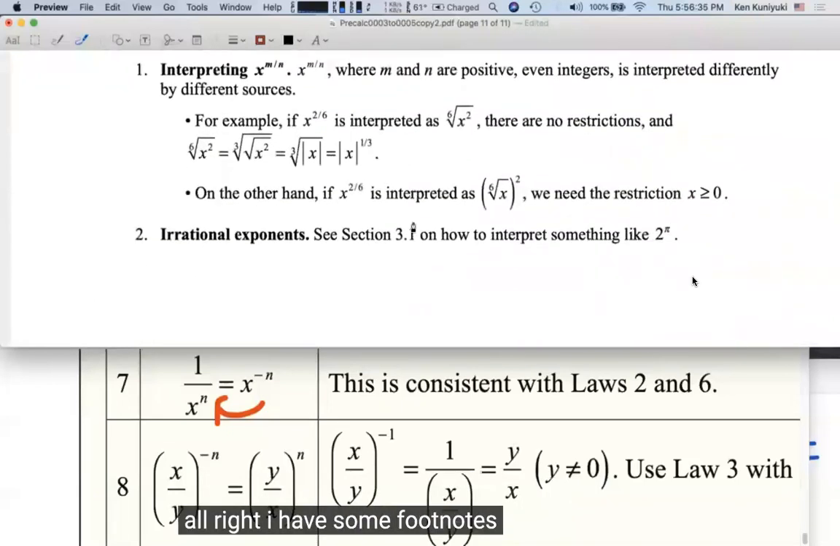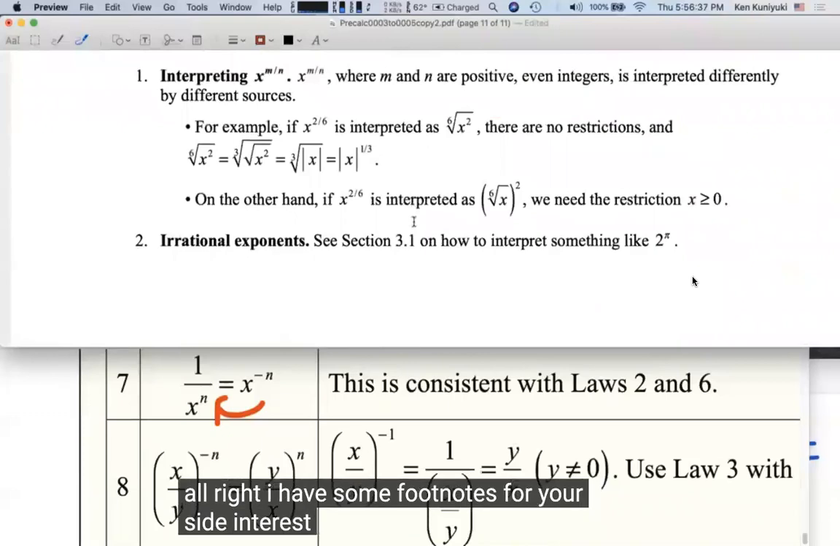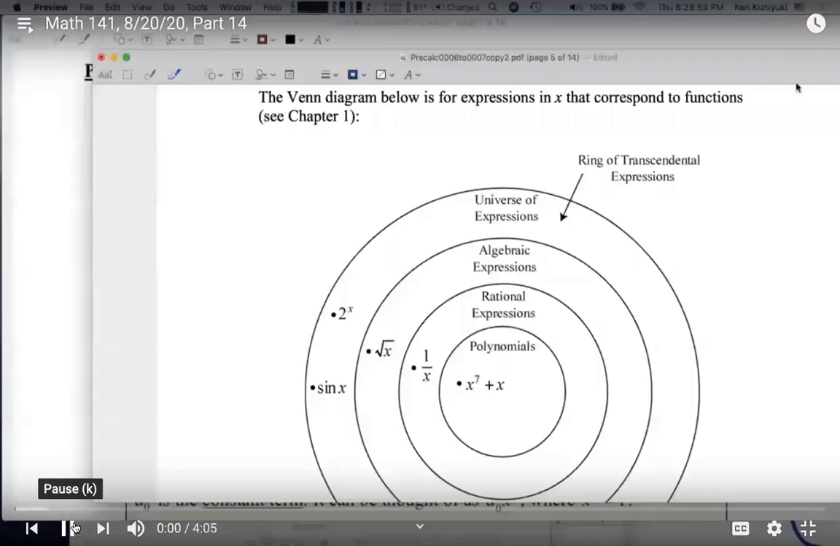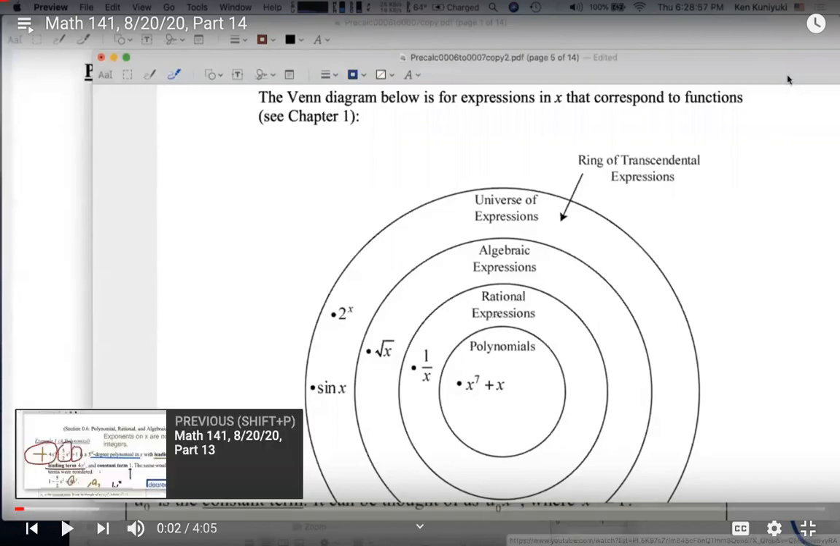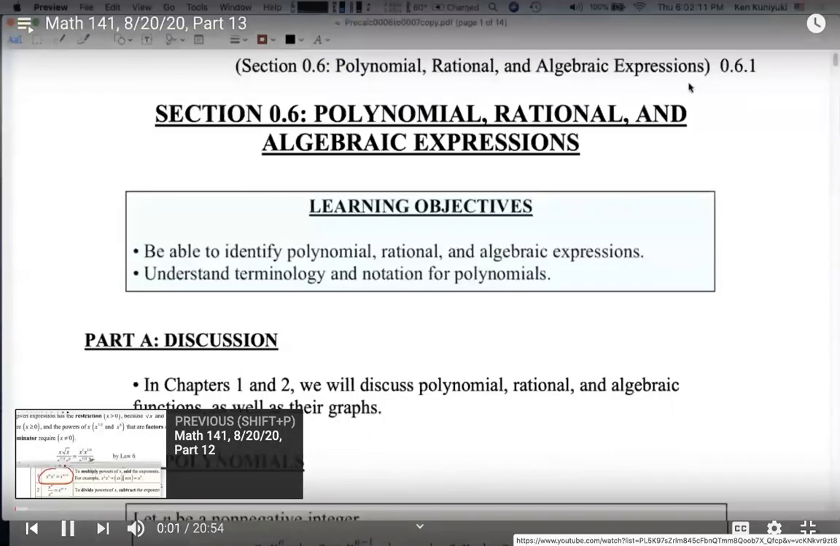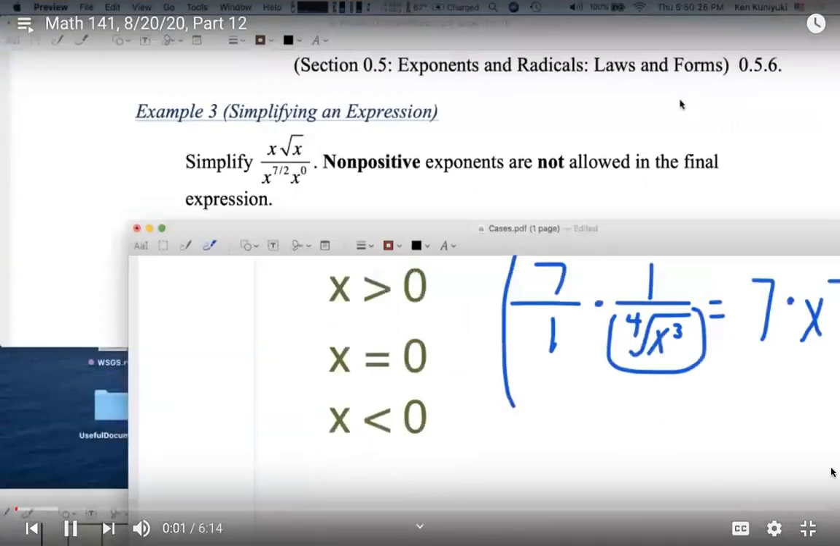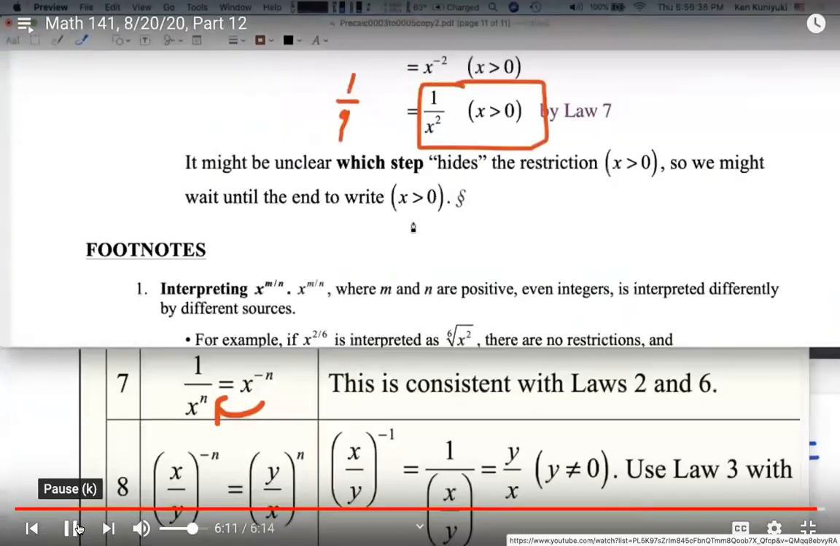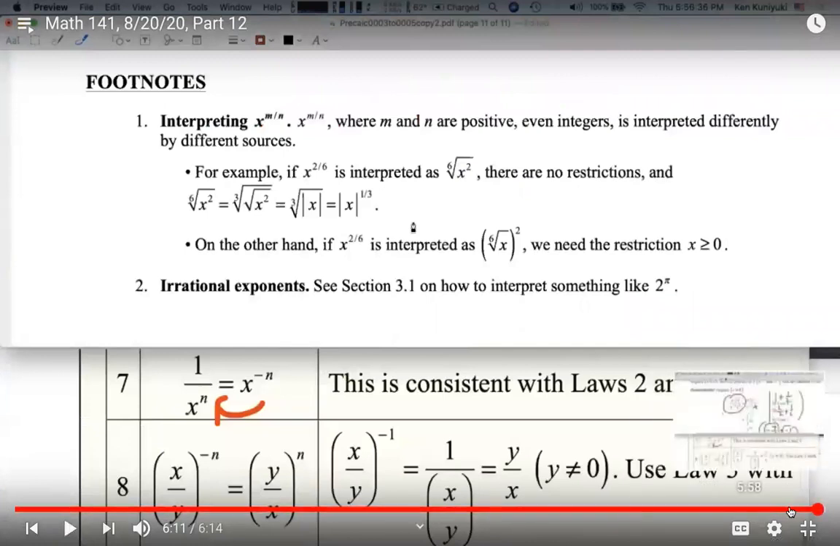All right, I have some footnotes for your side interest. Any questions? Elaborate on I have some footnotes. Okay, so again, the footnotes, don't worry too much about them.